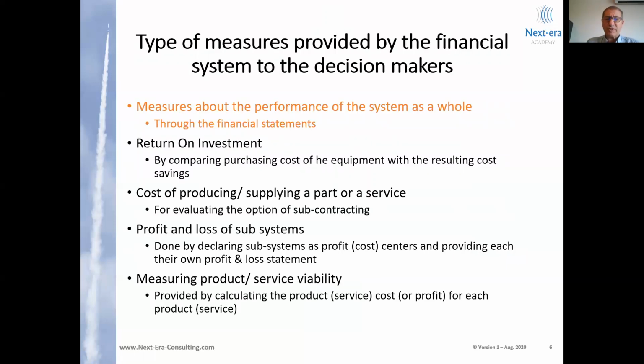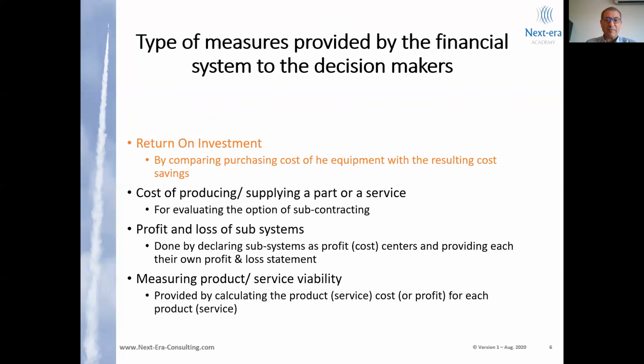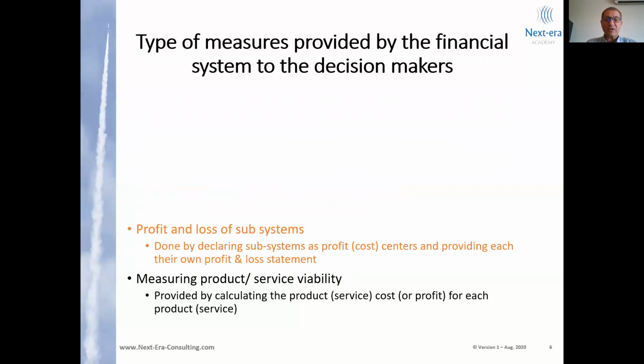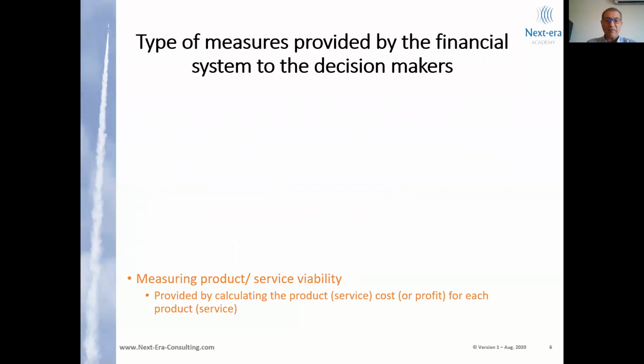So, what measurements do we get from the financial system of a company? We get measurements of the performance of the company as a whole through the financial statement of the company. We get measurements that help us in the decisions of investments through calculating return on investment that compares the cost of buying an equipment with the expected savings. We get measurements that support us in the decision whether we should produce or subcontract things by calculating the cost of producing or supplying a service. We measure our subsystems by assigning to them individual profit and loss statements, and we also use the financial systems to validate whether or not a product or a service is viable. Do we really make money out of producing and selling those products or services?